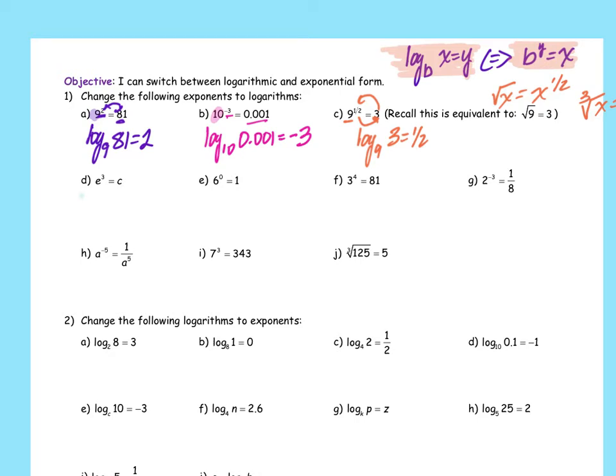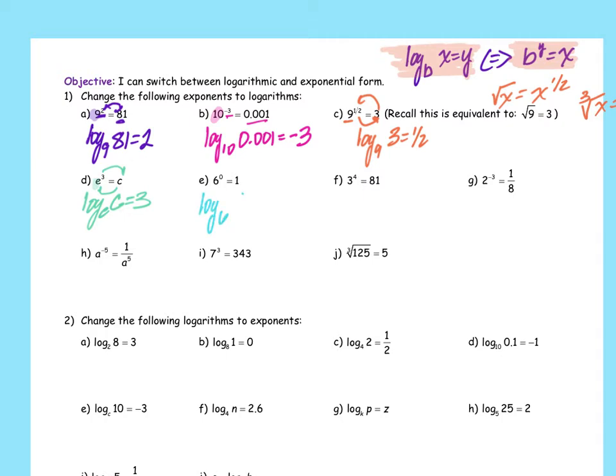So this would be log base E. This is my base right here, my base E. And then the other two switch. So log base E of C equals 3. Awesome. And you should be able to read in your chat how we want it typed into the chat. If not, I can retype it in again for you.